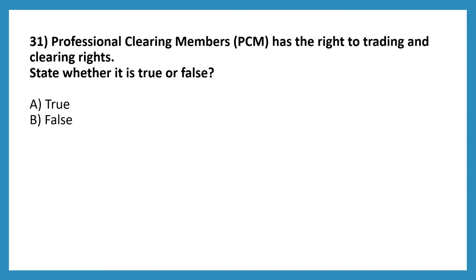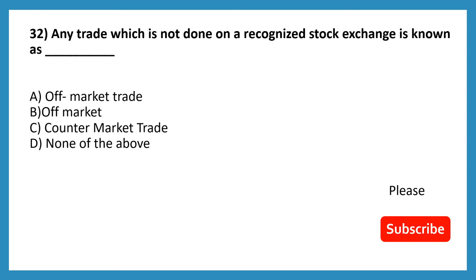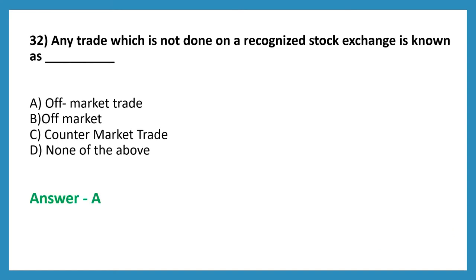Professional clearing members have the right to trading and clearing rights. State whether it is true or false. The correct answer is option B, false. Any trade which is not done on a recognized stock exchange is known as: option A, off market trade, option B, off market, option C, counter market trade, option D, none of the above. The correct answer is option A, off market trade.